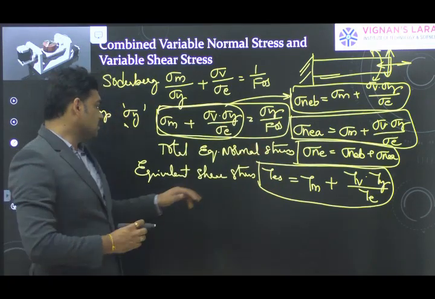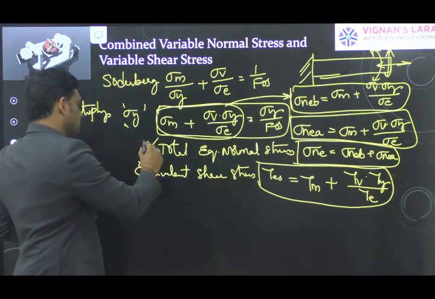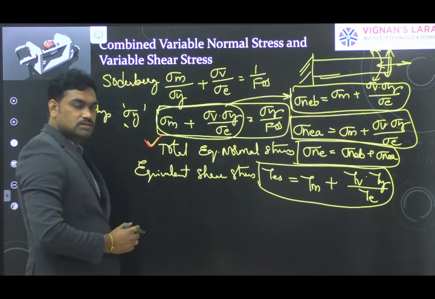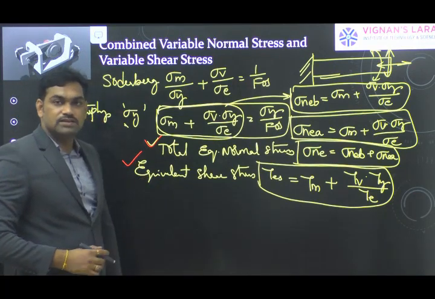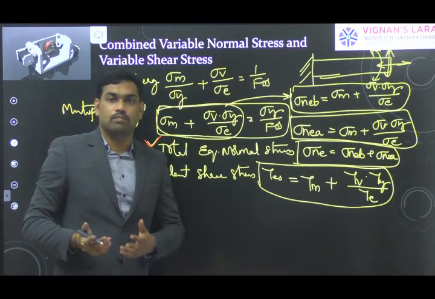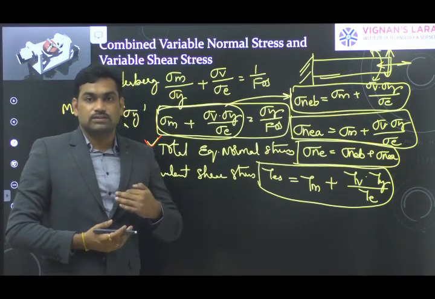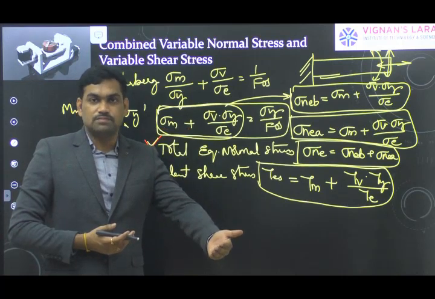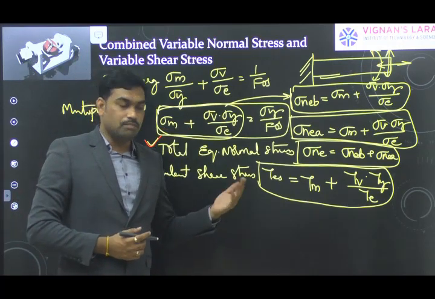So whenever the machine component is subjected to both loads, that is a variable equivalent normal stress as well as a variable equivalent shear stress, we know that we need to apply the maximum principal stress theory or maximum shear stress theory. We need to find the maximum stresses.